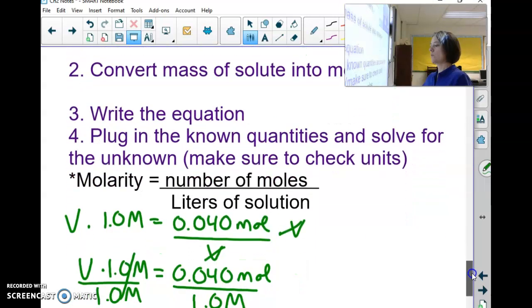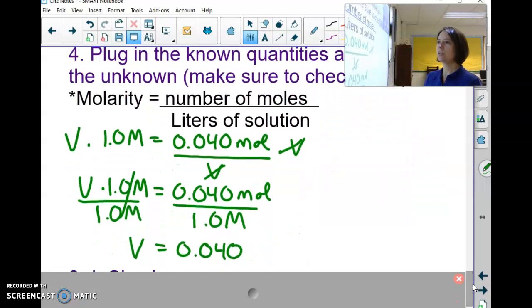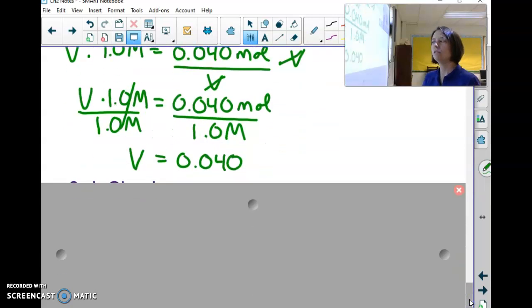So we plugged in our numbers. 1 molar is equal to 0.040 moles over the volume, and we solve for volume. And if you got 0.040, you got the correct answer. And it's volume, so we know the unit is going to be liters, but how do we get that?